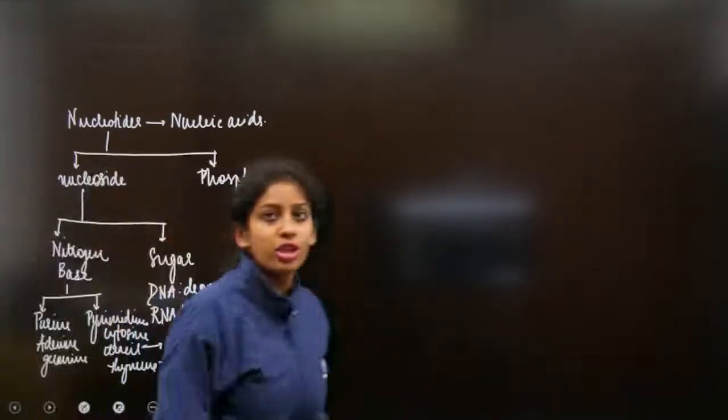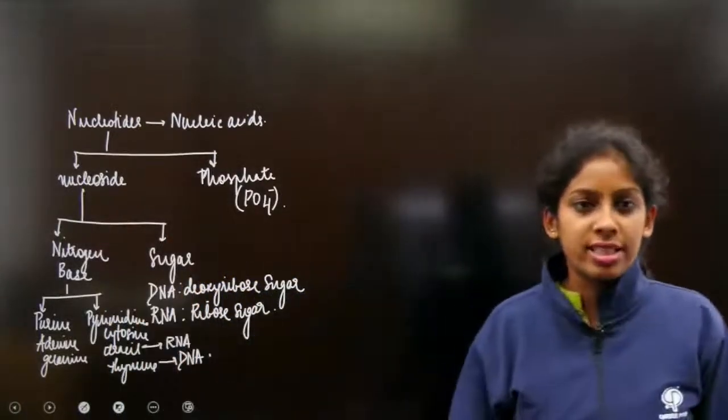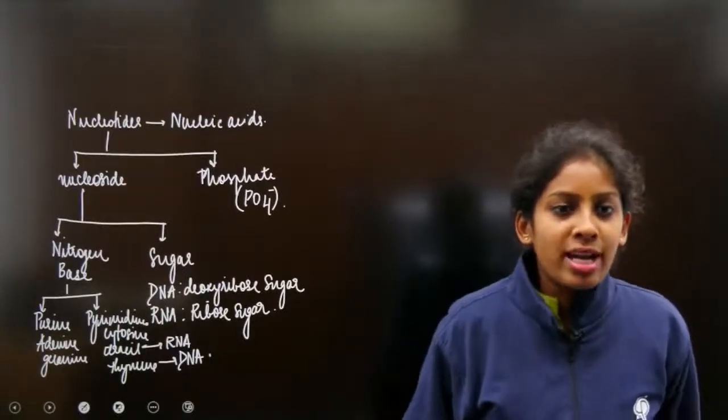So here you have your cytosine, uracil and thymine. Cytosine is common for both DNA and RNA. Uracil is present only in your RNA and thymine is present only in your DNA. So this is the structure of a nucleotide. See if you can understand why it is required in your body.